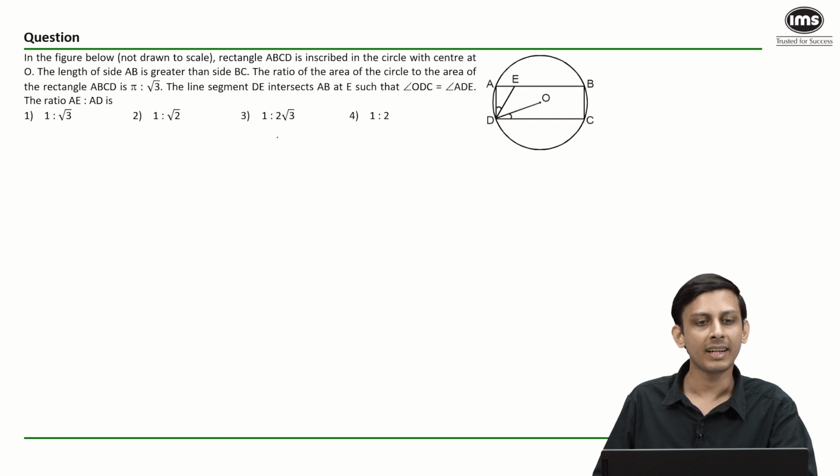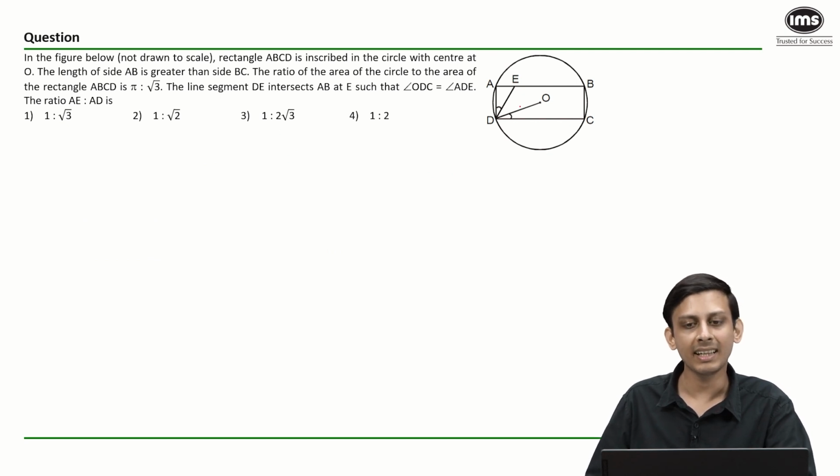In this question, it has been given that we have a rectangle inscribed in this circle with center at O. The length of side AB is greater than the side BC. The ratio of the area of the circle to the area of the rectangle is pi is to root 3. The line segment DE intersects AB at E such that angle ODC is equal to angle ADE, which has been shown in the figure. We have to find the ratio of AE and AD.